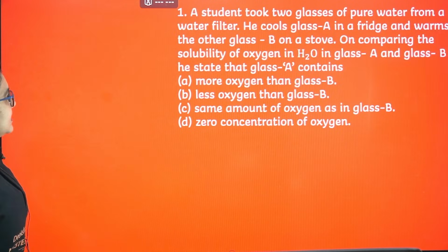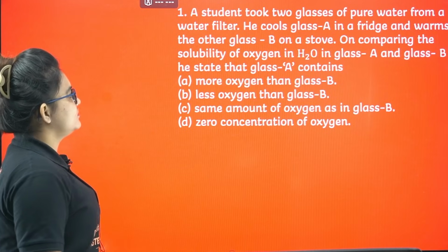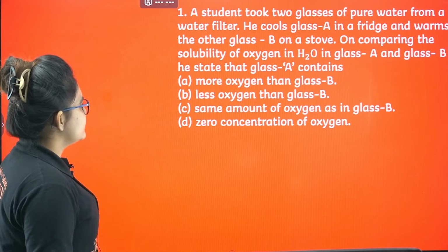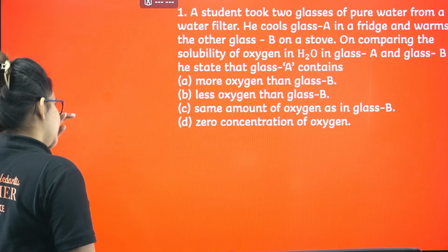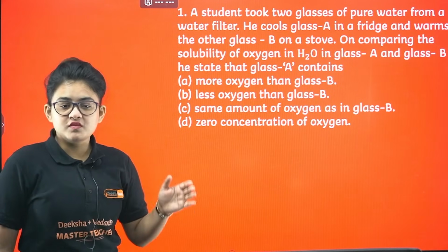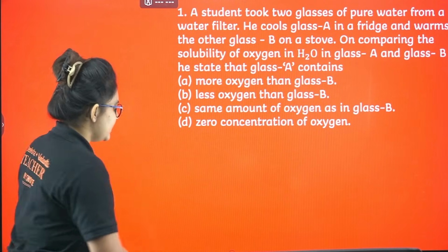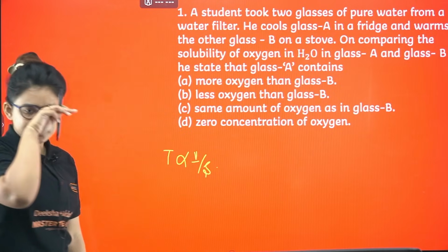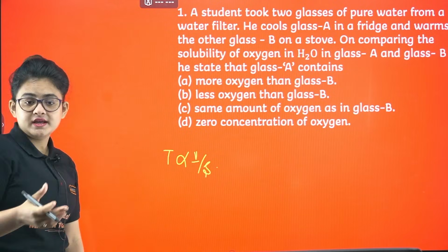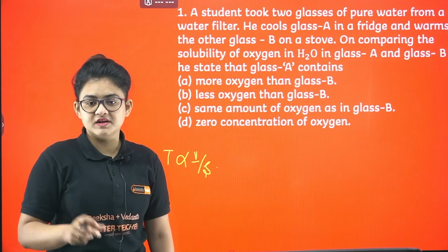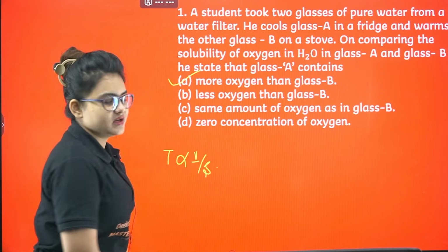Let's proceed. A student took 2 glasses of pure water from a water filter. He cools glass A in fridge and warms the other glass B on a stove. On comparing the solubility of oxygen in H2O in glass A and glass B, he stated that glass A contains, okay, so as the temperature of A lowers, what we know, temperature is inversely proportional to the solubility. So if you decrease the temperature, solubility of oxygen will increase. So that is the reason glass A will contain more oxygen than that of B. So option A is going to be the correct one.